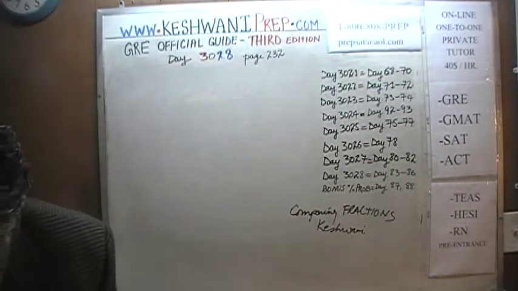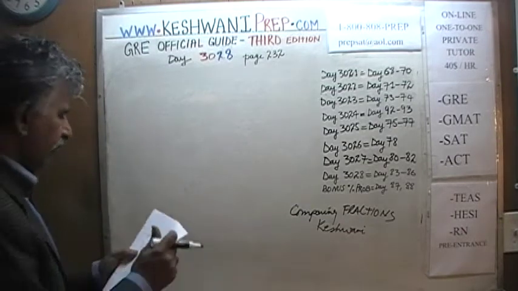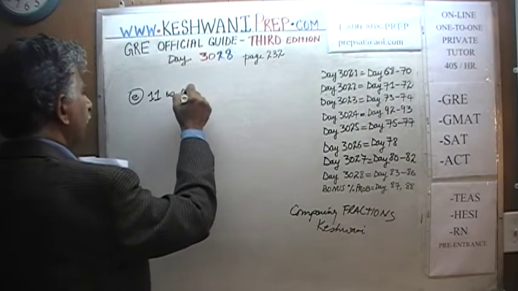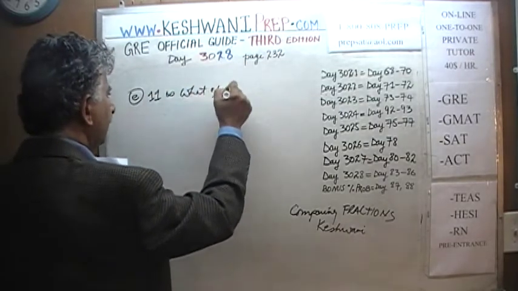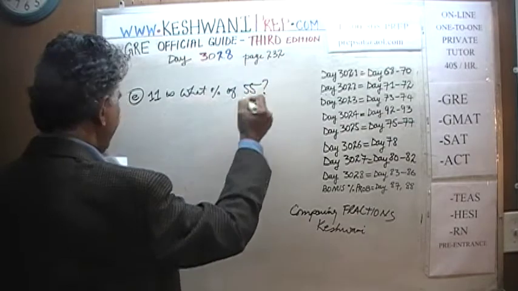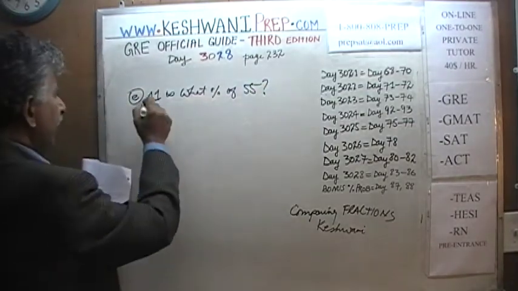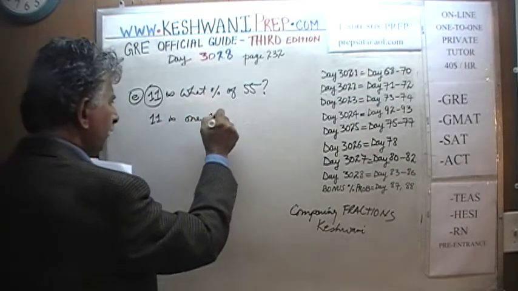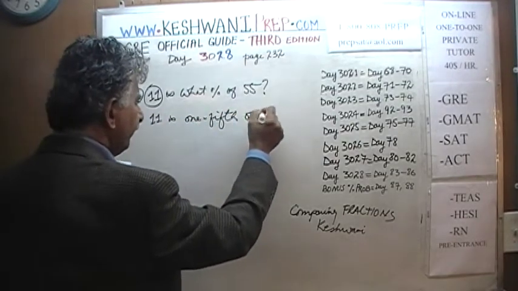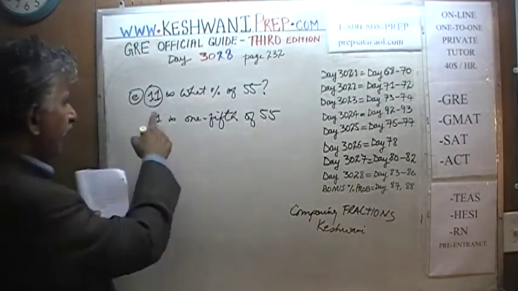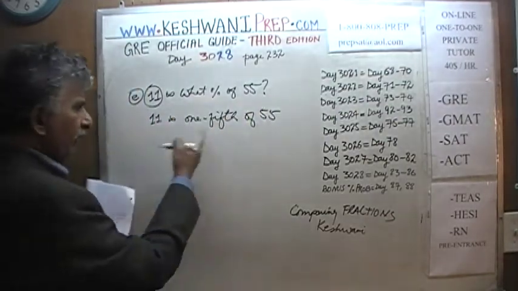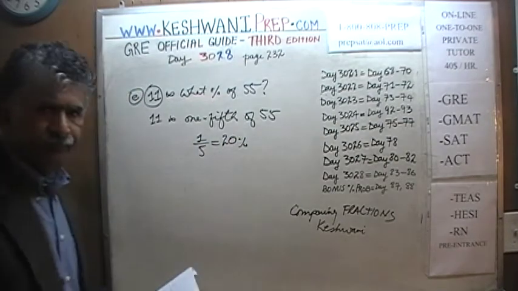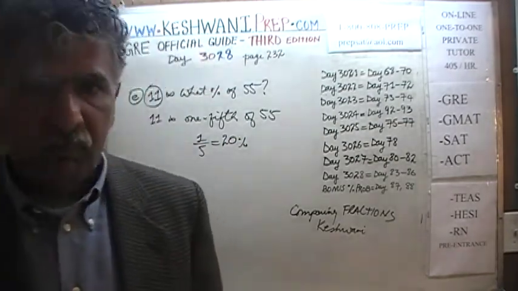Part E says 11 is what percentage of 55? Oh, this is too silly. 11 is what percent of 55? We simply have to realize that 11 is 1/5 of 55, isn't it? 11 is 1/5 of 55. If it's 1/5, 1/5 of anything is 20%. That's it. 11 must be 20% of 55.